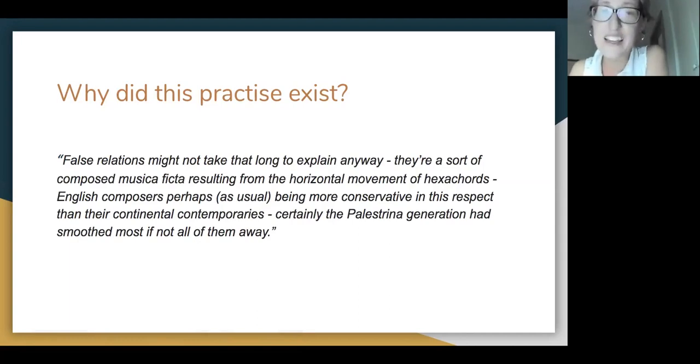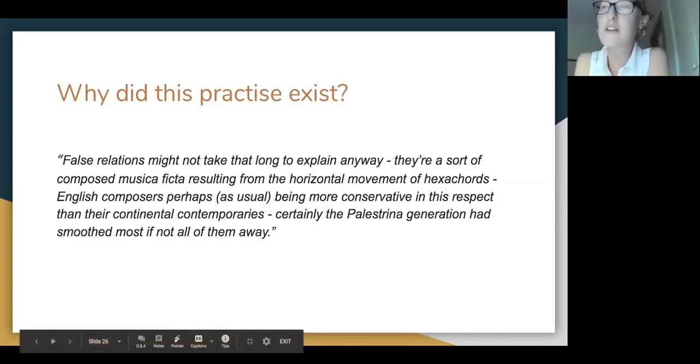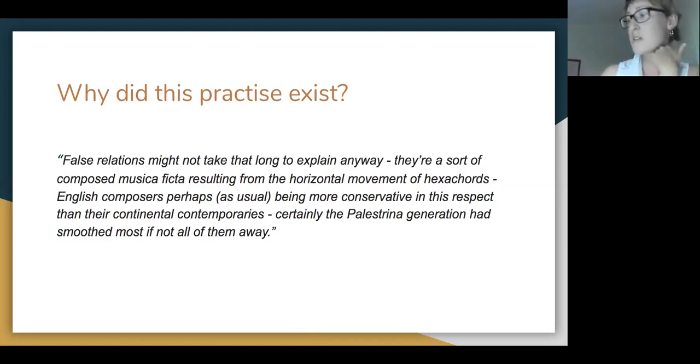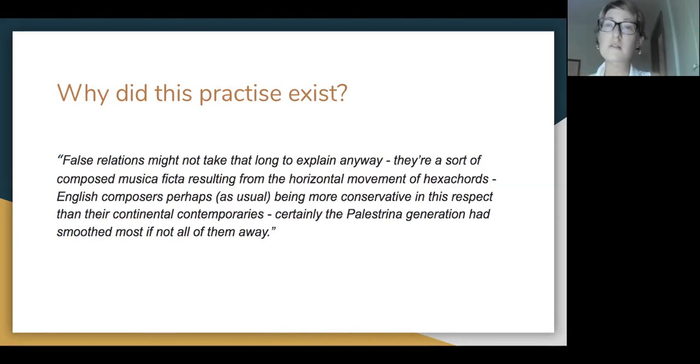But if you look down here, English composers perhaps being more conservative in this respect than their continental contemporaries, which is interesting. The Palestrina generation has smoothed them all away. And he's definitely right here. By the time we got to Palestrina, or not even by the time, Palestrina smoothed these away. But at the same time in England, they were not being smoothed away. And it's interesting that that might actually be conservative rather than forward thinking. We've only got 5 minutes now, but I'm just going to talk about this sentence and unpack it a little bit because Keith is completely right, but I just think it's complicated.